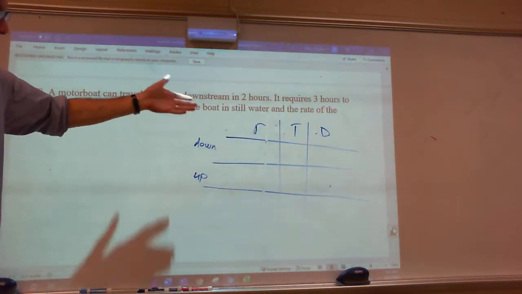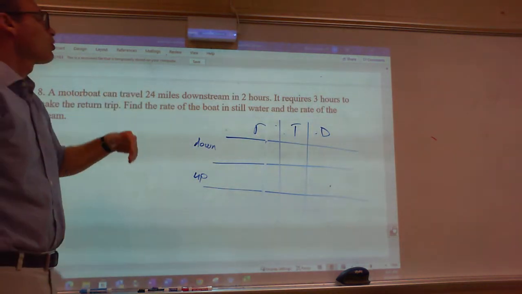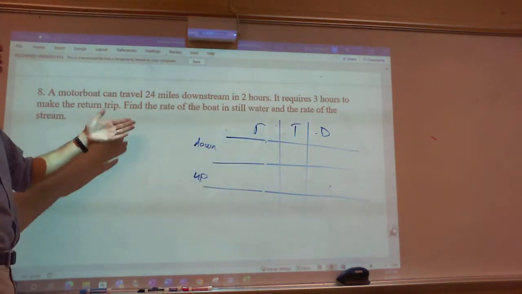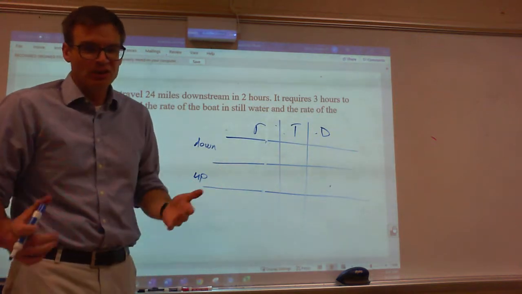Now let's read the question. It says a motorboat can travel 24 miles downstream in 2 hours. It requires 3 hours to make the return trip. Find the rate of the boat in still water and the rate of the stream. So that's basically the rate of your current.